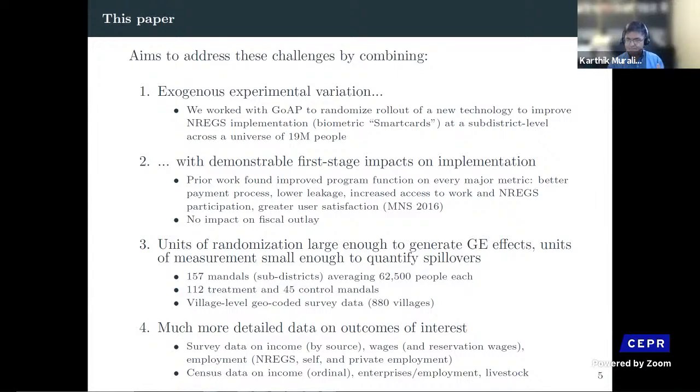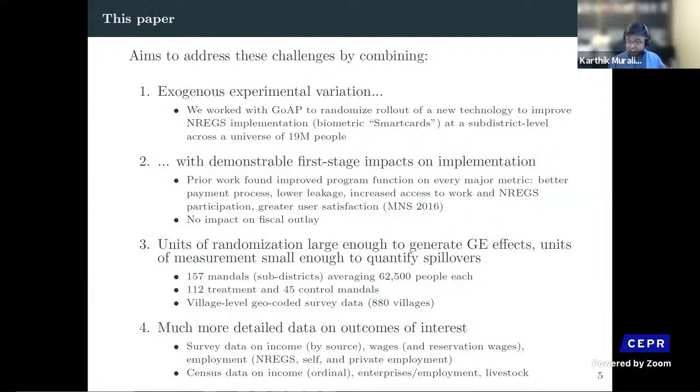So it made the payment process faster, it made it more reliable, there was lower leakage and corruption, there was more access to work, and there was more NREGS participation and much greater user satisfaction, right? So in almost every metric, the smart cards brought the program closer to what the program designers intended it to do. And interestingly, there was no change in the fiscal outlay of the program, okay?